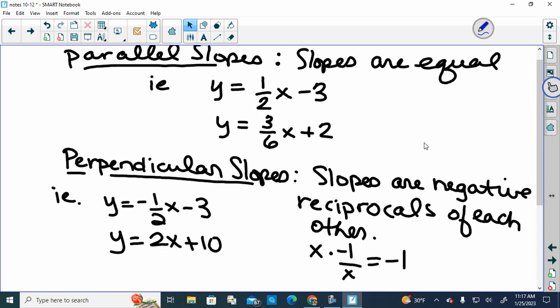And then perpendicular, they're not the same. They're actually flipped of each other. So slopes are negative reciprocals of each other. The example you have is a negative 1/2. If I flip it and change it to the opposite sign, then it would be 2. Another example is if we multiply them to get a -1, like your slopes, when you multiply them to get a -1, then they are negative reciprocals of each other.